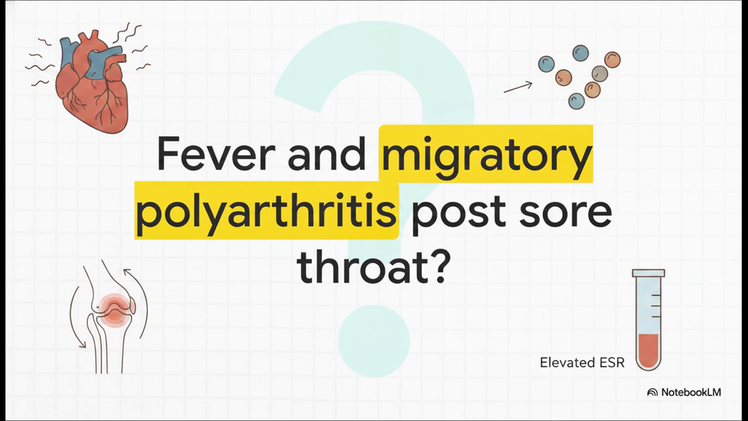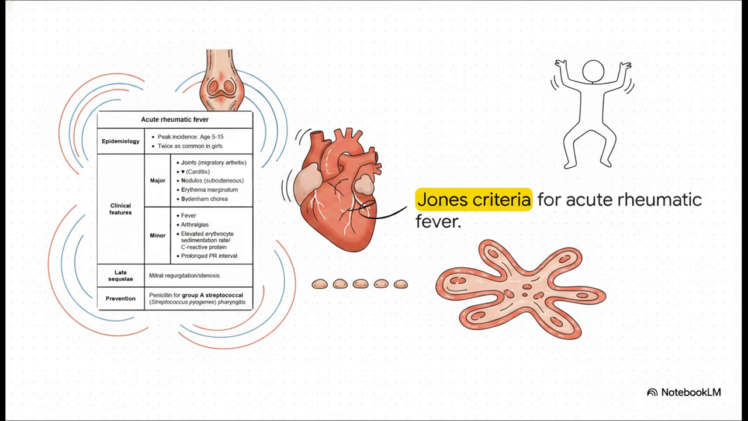The key takeaway here is simple. Treat group A strep pharyngitis promptly so we can prevent this exact outcome. To diagnose acute rheumatic fever, we use the Jones criteria. You need evidence of a preceding strep infection plus either two major criteria or one major and two minor criteria.